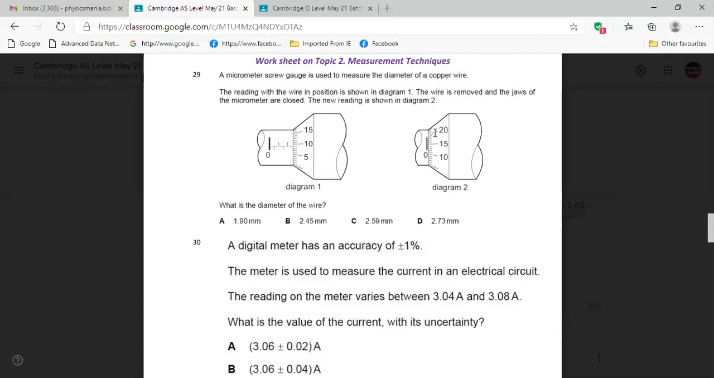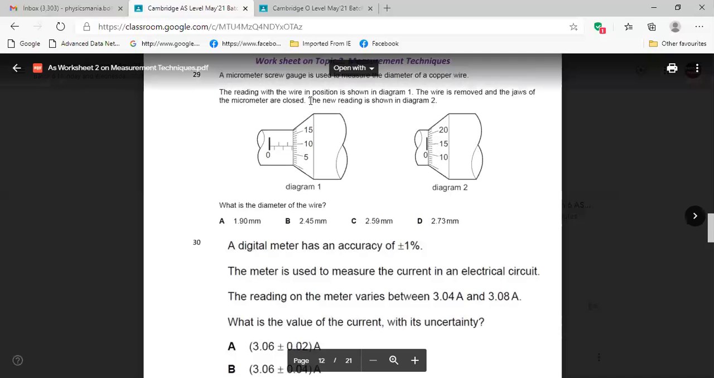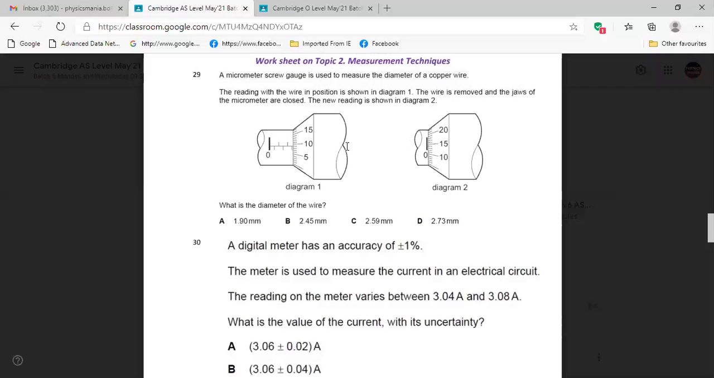Subtract the value, right? Yes, sir. Subtract this value from this reading. In diagram 1, the reading you are getting, from that reading you should subtract this reading. Is it clear? Is it 10.5? 15 minus 10.5.